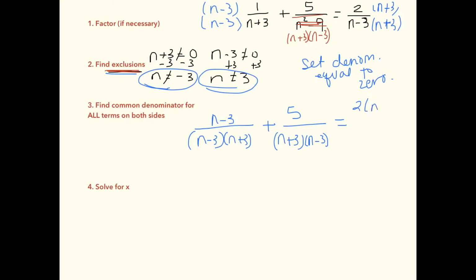Equals 2 times n plus 3. If you like the parentheses, you can leave them. And our new denominator, n plus 3, n minus 3.